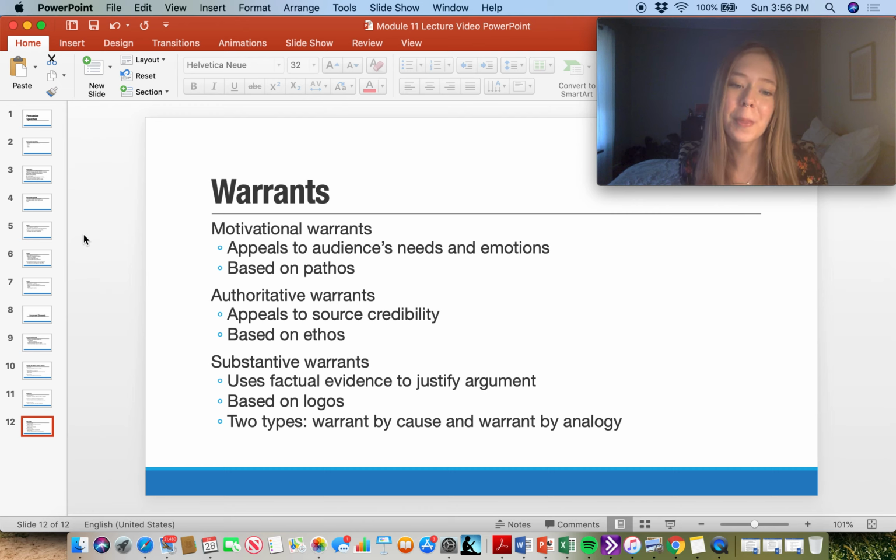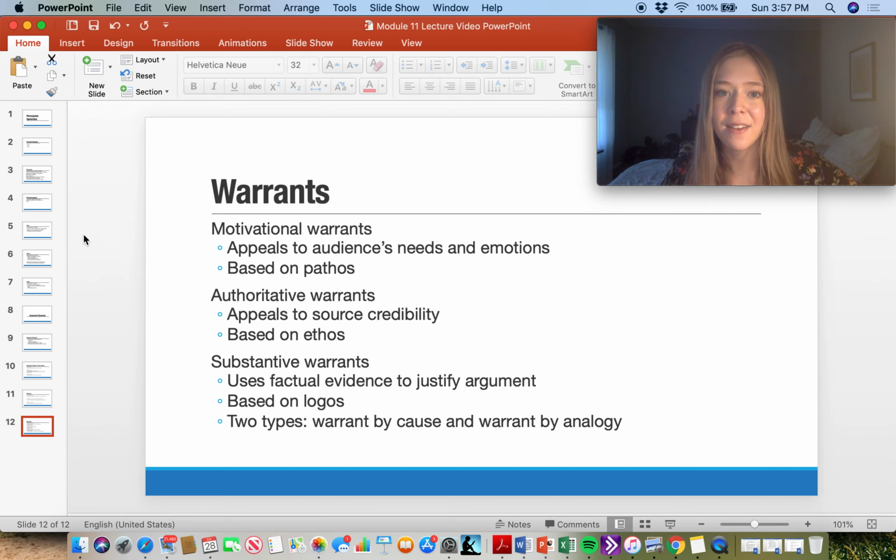right? And then you can use substantive warrants. And so this uses factual evidence to justify an argument based on logos. And so this can be a warrant by cause and a warrant by analogy. So again, this is just connecting your evidence back to your claim by stating that this causes this, right? It can be a causal effect.